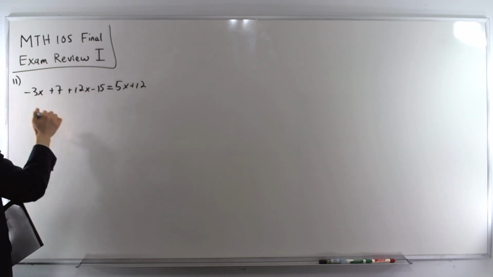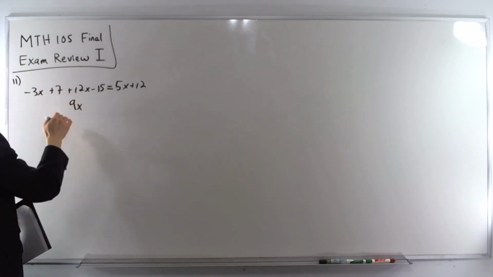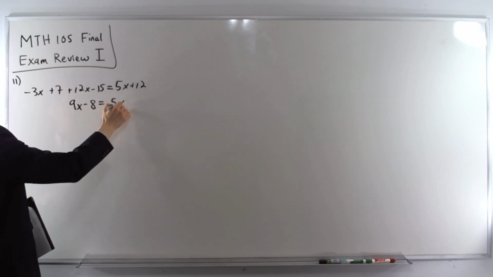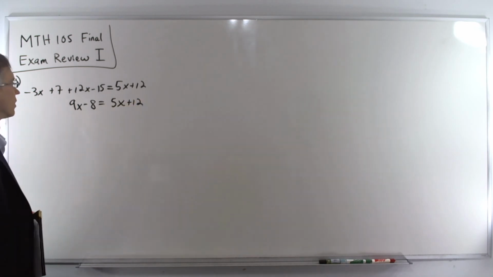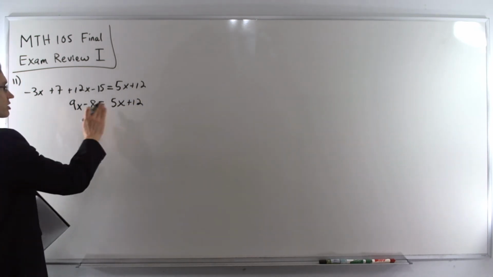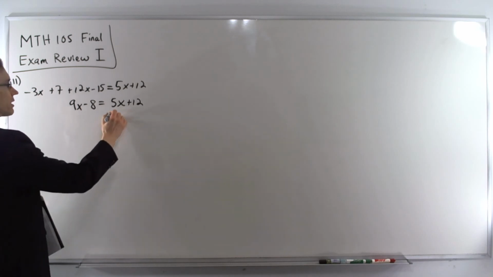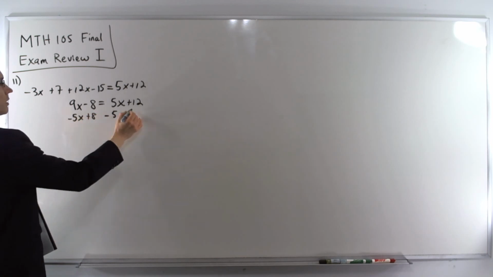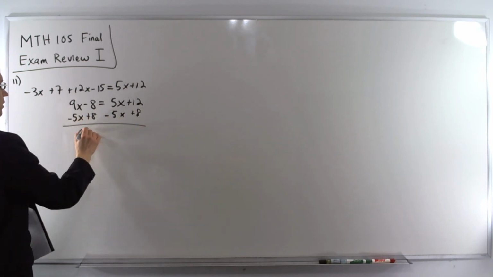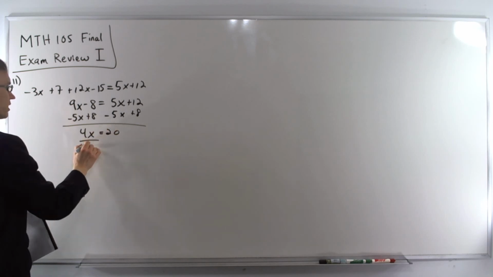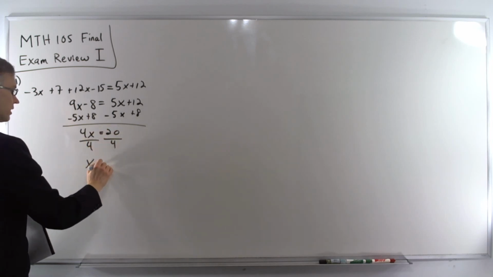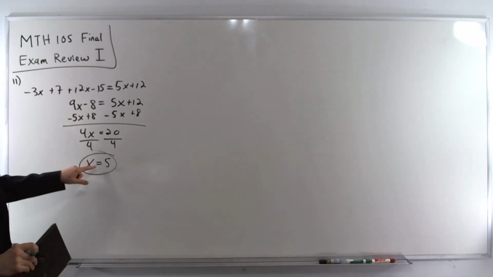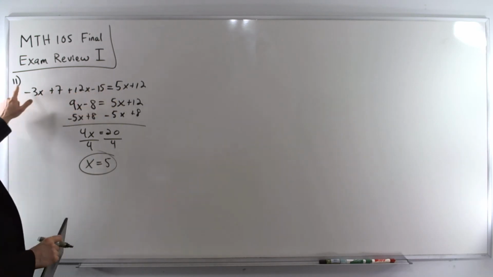12x plus negative 3x is 9x. And negative 7 minus 15 is negative 8. So 9x minus 8 on that side, 5x plus 12 on the other side. All right, now we have fully simplified expressions on both sides. Now we can start adding and subtracting from both sides. We got 4x equals 20 divided by 4, and x equals 5. Now when you're taking the exam, make sure you take that value, plug it back in, make sure both sides are equal.